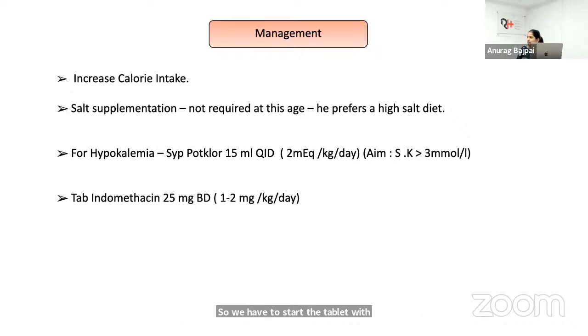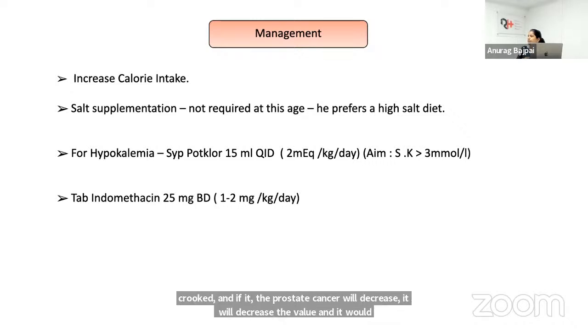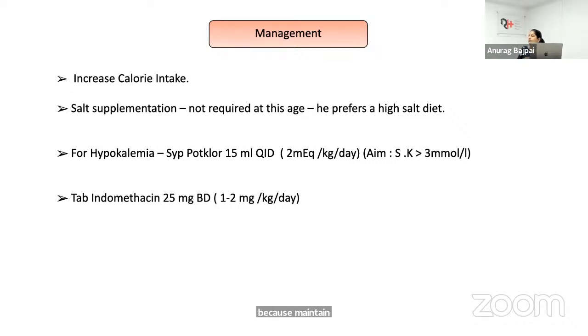Like how does the indomethacin work? So it decreases the prostaglandin, and if the prostaglandin decreases, it will decrease the renin, and it will maintain the potassium. Local mechanism. Yes. Like you were discussing in that aldosterone effect also, that the local prostaglandin will be inhibited by that.